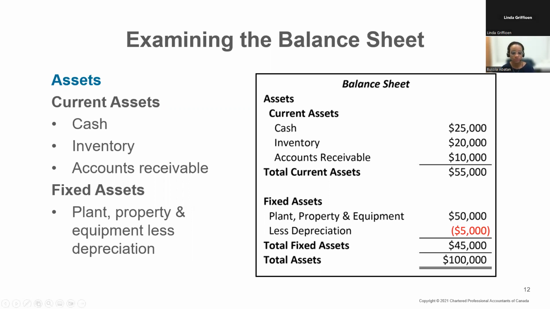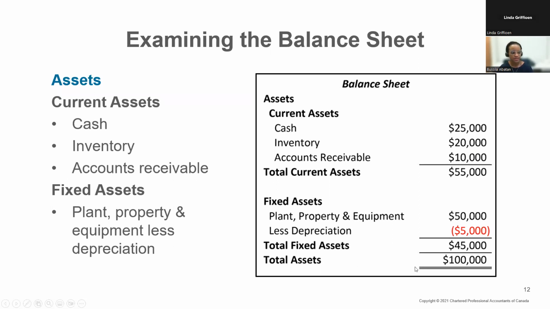So in our example, on the right side of the screen, we can see an example of a balance sheet. In my example, the business has $25,000 of cash, $20,000 of inventory, and $10,000 of accounts receivable, monies that they expect to receive from their customers. And the total current assets is $55,000. And they expect that all of this would come into the business as cash, at least these two anyway, within the next 12 months.